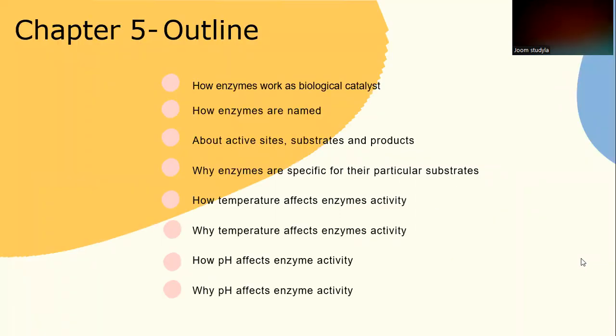In this chapter, you will find out about how enzymes work as biological catalysts, how enzymes are named, about active site, substrates, and products, why enzymes are specific for their particular substrates, how temperature affects enzyme activity, why temperature affects enzyme activities, how pH affects enzyme activities, and why pH affects enzyme activities.